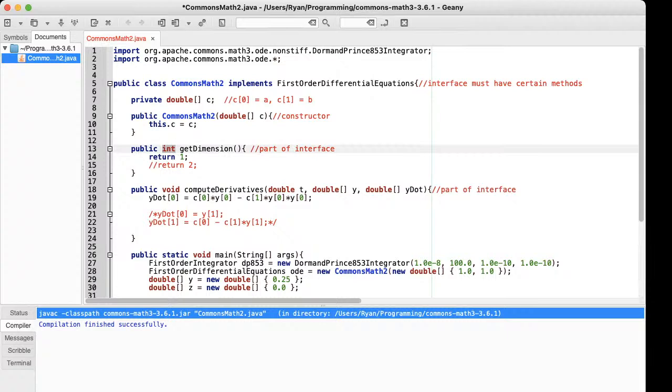And I have some stuff commented out, okay, because we're going to do 2 examples today, and I didn't want to type it out on the fly. So if I look at compute, so the second method that we have to have is a void method called compute derivatives, and it takes in 3 arguments. A double called t, all right, and so t is of course time.